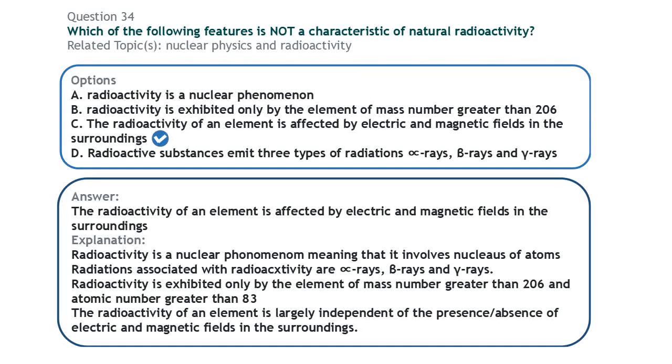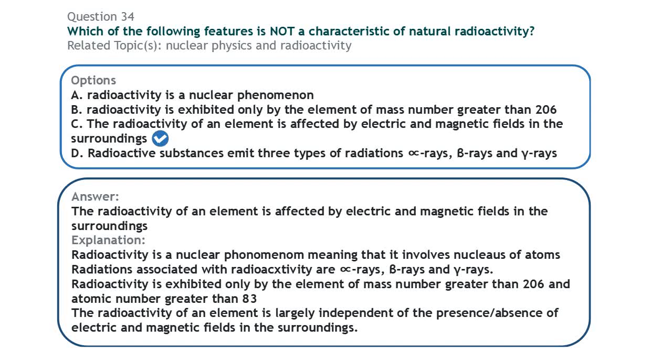Let's explore the other options. Radioactivity is a nuclear phenomenon, which is correct. What it means is that it involves the nucleus of atoms. In a regular chemical reaction, what goes into the reaction is the electrons, but in a nuclear reaction, like radioactivity, it is the nucleus that goes into the reaction. So it is a nuclear phenomenon.